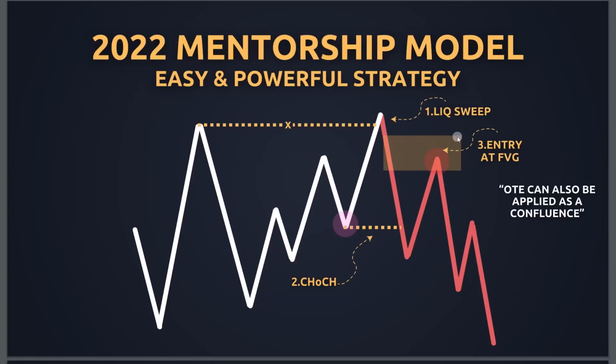We can see that, oh, there might be a fair value gap here, right? I would be marking the fair value gap. I would be setting my sell limit at the 50% of the fair value gap or at the beginning of the fair value gap.